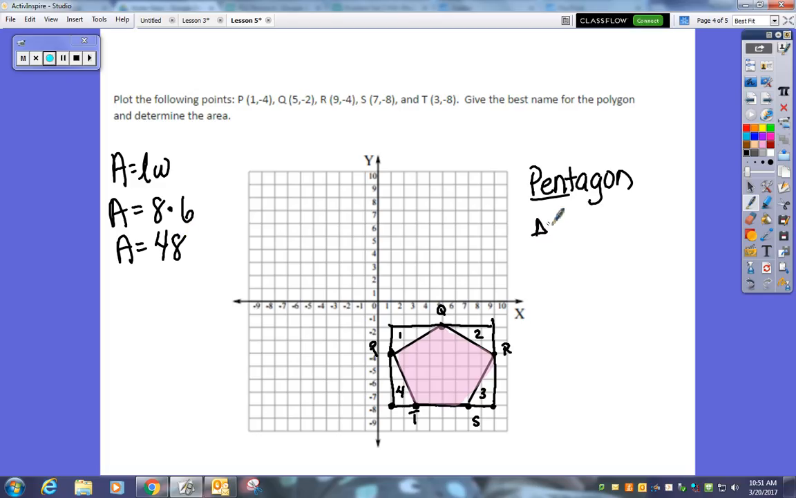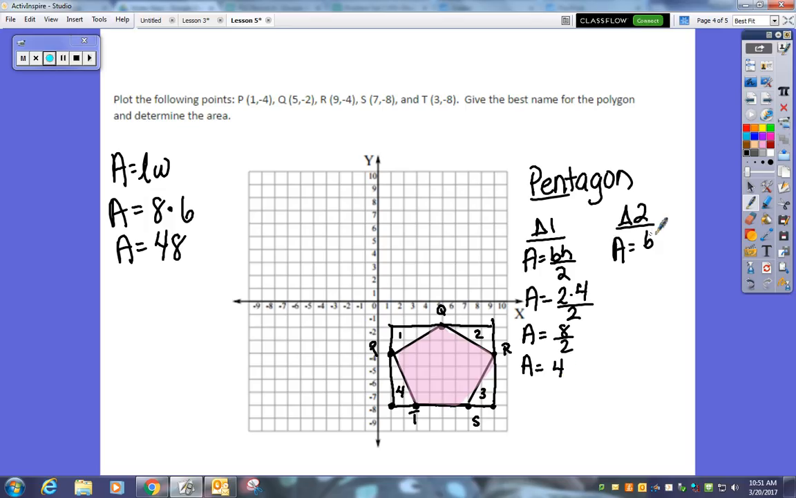So we've got triangle 1, base times height divided by 2. We've got 1, 2 on one side, 1, 2, 3, 4 on the other. So it's 2 times 4 divided by 2, or 8 divided by 2, which is 4. Triangle 2, again, base times height divided by 2. Don't forget to be writing down your formulas. We've got 1, 2, and then 1, 2, 3, 4.